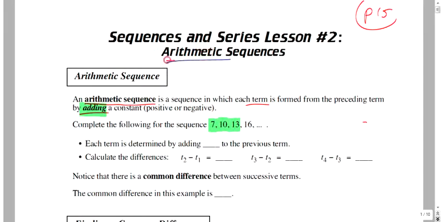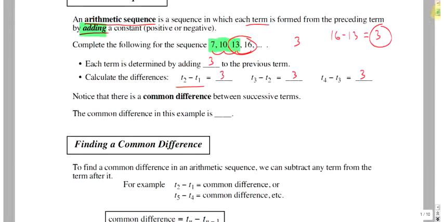This is definitely arithmetic. What am I adding each time? And if we don't see it, what are we going to do? We're going to take two of these and subtract one from the other, and we're going to get the same thing. Because they're not always going to be clear, like that one. Each term is determined by adding 3 to the previous term. What's T2 minus T1? 3. What's T3 minus T2? 3. 3, okay? Anywhere in this whole sequence.